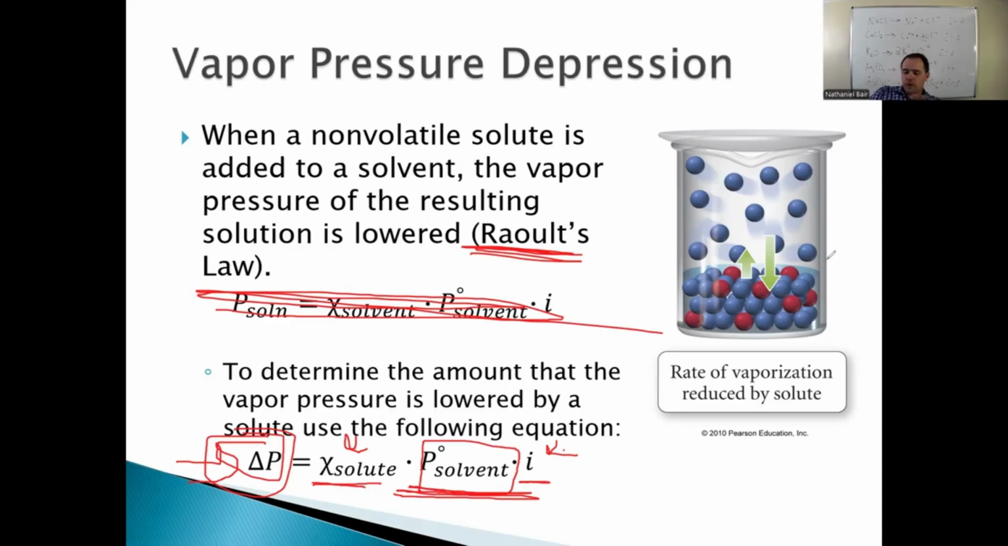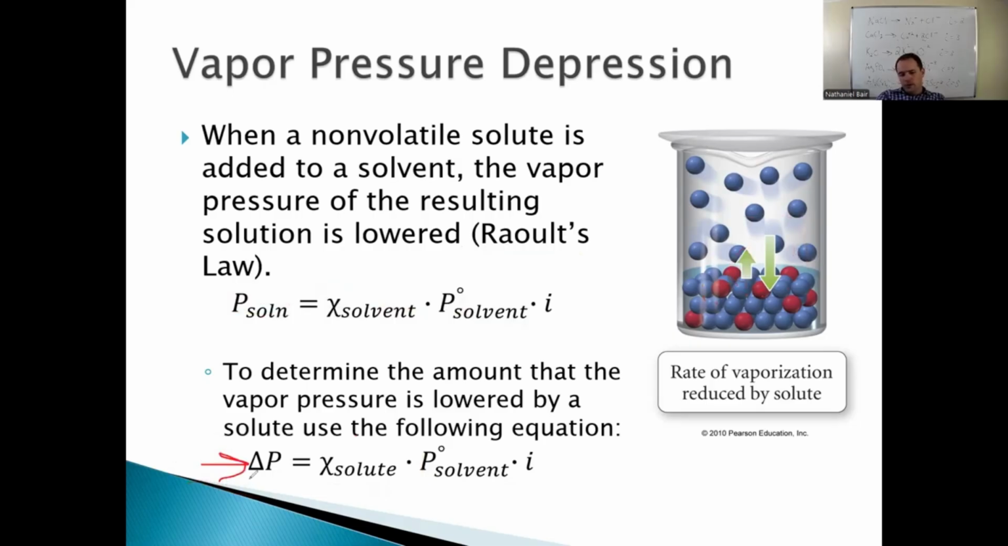So what does that mean? That means essentially this. When I dissolve stuff in my solvent, it's going to evaporate less. Notice this arrow is smaller, and it's going to condense more. So the vapor pressure is going to decrease. The act of dissolving a solute in a solvent decreases the evaporation rate of that solvent. Okay, that's Raoult's law. And we can calculate it using this beautiful formula right here. The change in vapor pressure is equal to the mole fraction times the pure vapor pressure of the solvent times the van 't Hoff correction factor.